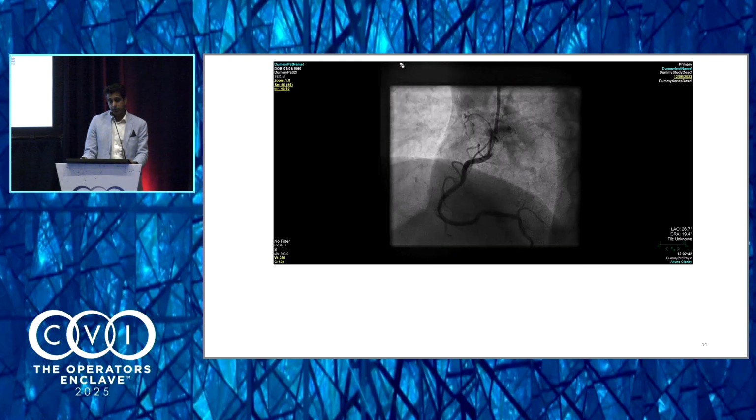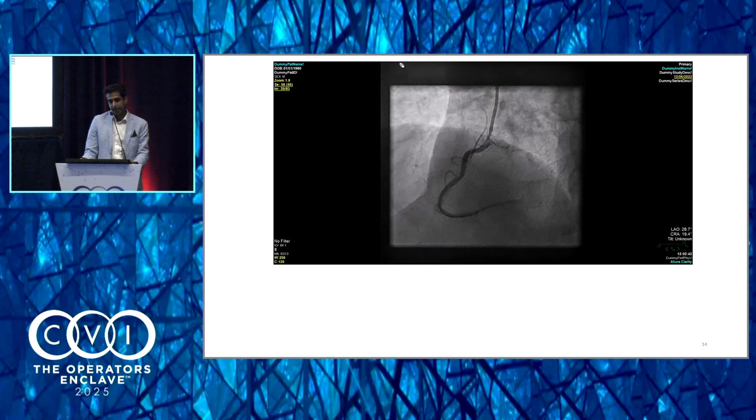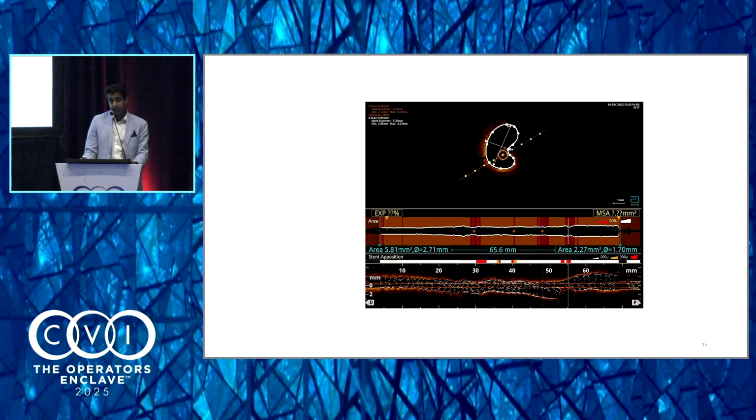And this is the final result. The area was quite good. There's still some underexpansion in that segment, but we were fairly satisfied. And this is actually the final area, which was quite good.